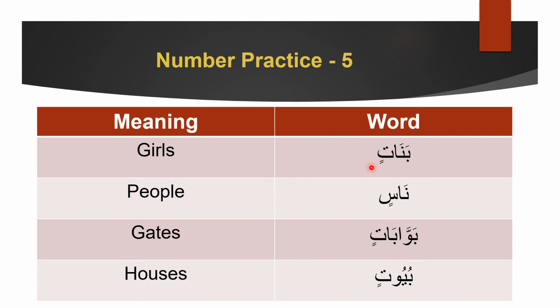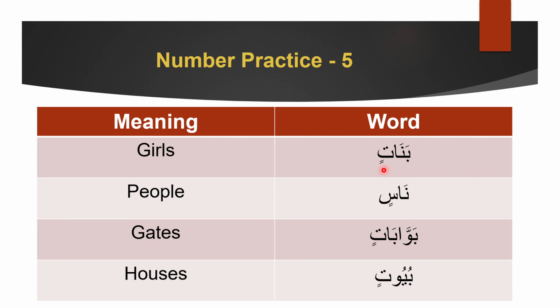Banatin. Banatin, this might look like a feminine plural, but is actually not, and I'll tell you why. The original word is bintun. Bintun is one girl. Bintun binatin. It should be actually binatin, but it's not binatin. It's banatin. Binatin and banatin have some difference in them. So banatin is actually not a feminine plural. Keep this in mind. Sometimes you might see this and think it's a feminine plural, but it's actually not.